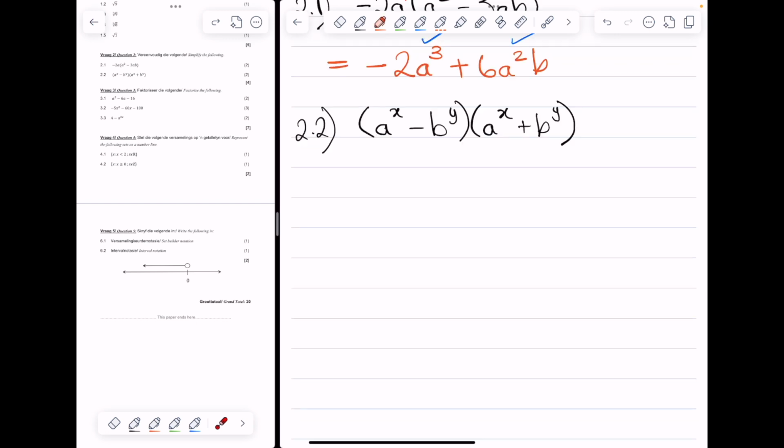Okay, 2.2, we have a product of two binomials, or two brackets here, and that is of course a multiplication sign between the two brackets. We've got bracket 1, bracket 2, and I can notice that the first bracket has an a to the x as well as the second bracket, and then the second term in both brackets are also the same. It's b to the y, b to the y.